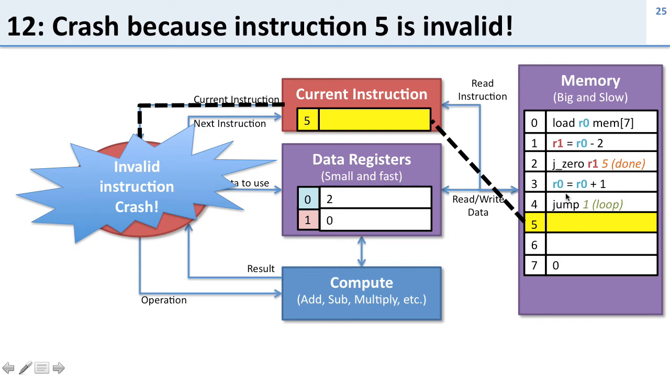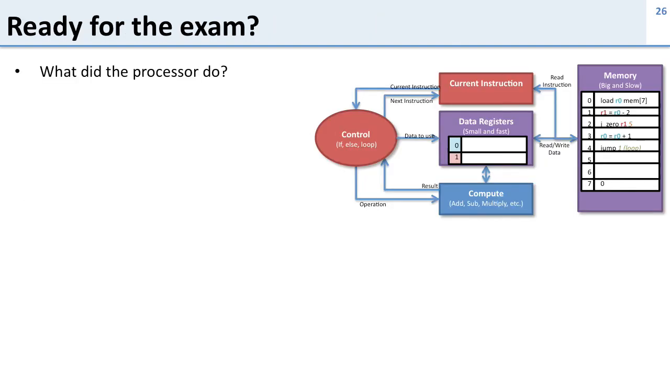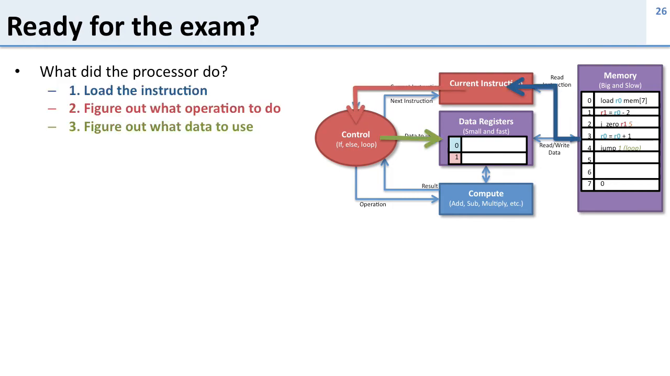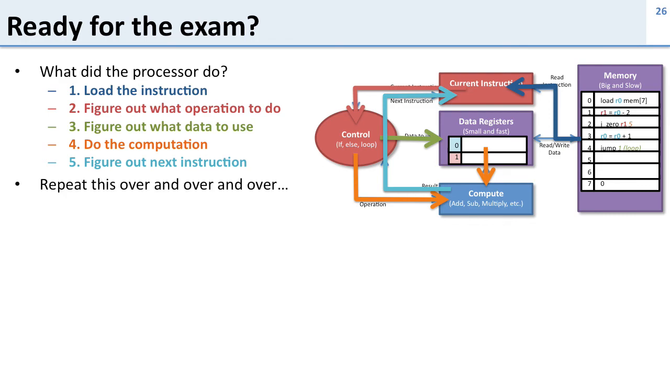But as you saw here, we went around this loop and we executed each of the instructions. We updated the registers, we controlled the compute, we figured out which next instruction to do. This is the basic way a processor works, and we're going to spend a lot of time in this class going through it in more detail. So here's what we started out with, and now you'll have a better feeling for this. We load the instruction, we figure out what operation to do, we figure out what data to use, we do the operation, and then we use the result to figure out the next instruction. And we just did this over and over and over again as the program executed.